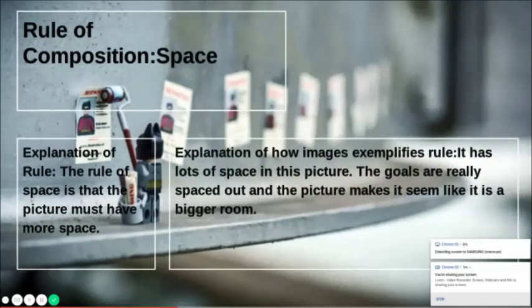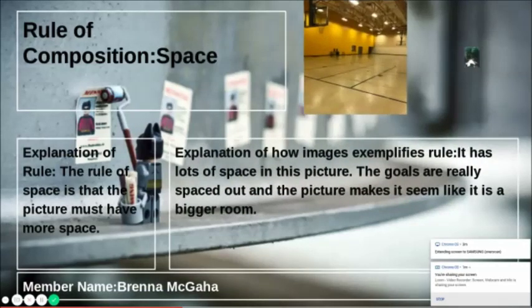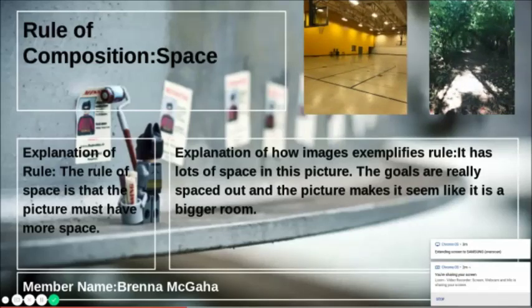The rule of space is that the picture must have more space. The picture must be really spaced out, and it must seem like it's a bigger room.